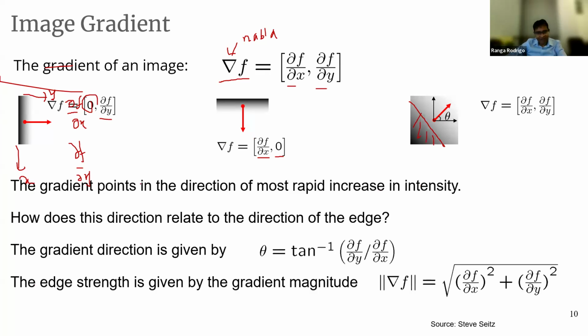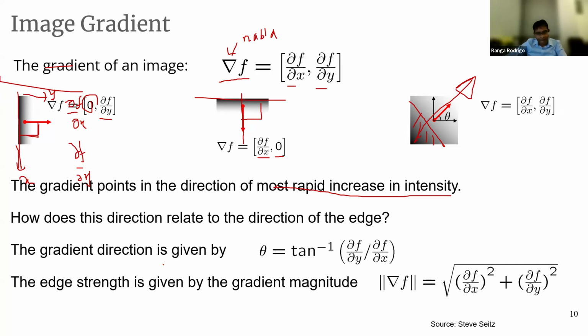So with this, the gradient points in the direction of the most rapid increase in intensity. So the most rapid increase in intensity is that way in this one. So the gradient points in that direction. How does this direction relate to the edges? It is perpendicular to the edges. So the gradient is this way, the edge is this way, right? So the gradient is perpendicular to the edges. So the edge is this way, the gradient is that way, so perpendicular to the edges.